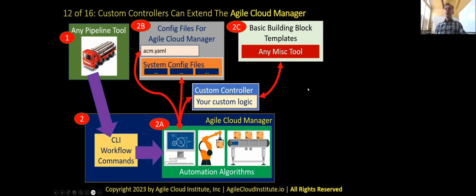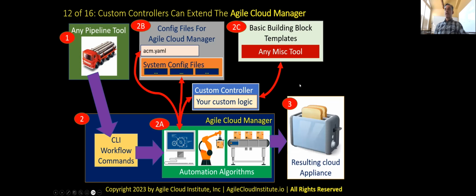So the custom controller reaches out to any other tool that you might have to control any other type of basic building block that you might have. And by orchestrating those, you're able to produce a resulting cloud appliance with your own custom logic. Custom controllers are very easy to create with the Agile Cloud Manager.